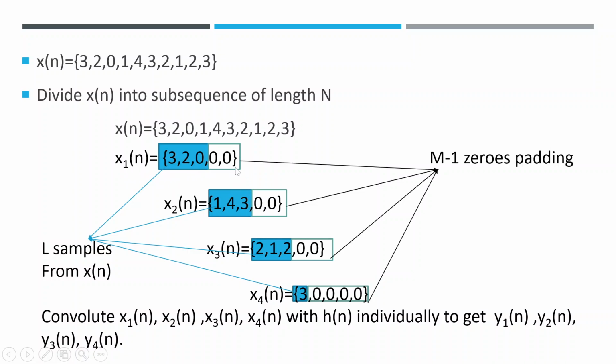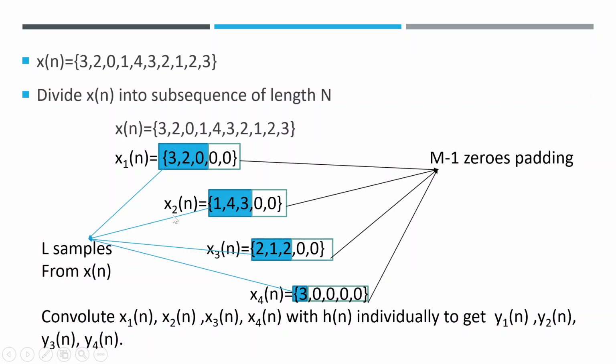Similarly, we have to do the same with x2 of n. Here we take the next l samples from x of n, and after that we include m minus 1 zeros. Similarly, x3 of n and x4 of n. Here for x4 of n, the remaining 3 samples will be taken, and we add the remaining zeros to make its length 5.